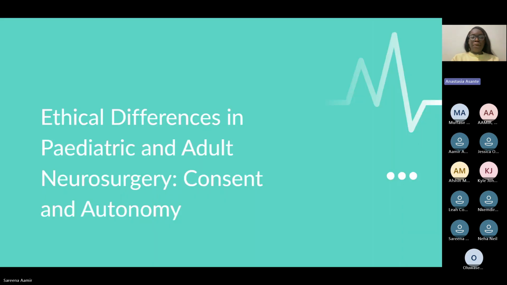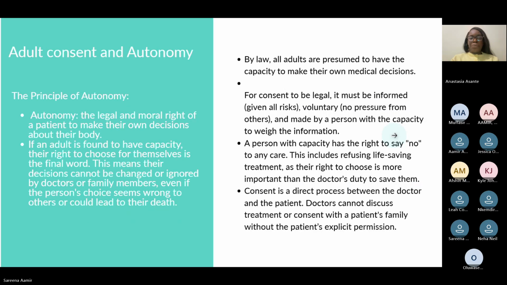Next, please. Okay, now we're going to move on to ethical differences in pediatric and adult neurosurgery, specifically focusing on autonomy and consent. So in terms of adult autonomy and consent, the principle of autonomy, as we already know, is the legal and moral right of a patient to make their own decisions about their body. So essentially, their right to be able to choose the healthcare that they're receiving.